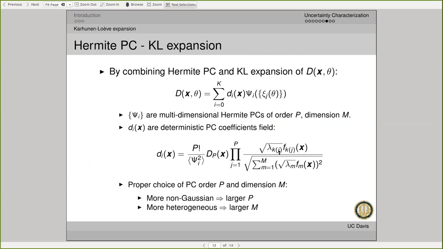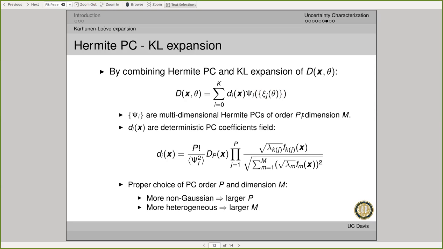And then after we perform the Karhunen-Loève expansion to capture the correlation structure, we need to combine this with the Hermite polynomial expansion for the marginal distribution. So eventually we can get this combined Hermite polynomial chaos and Karhunen-Loève expansion of the original random field. And here, the phi I becomes the multi-dimensional Hermite polynomial chaos. Now the underlying bases are the different Gaussian random variables that come from the KL expansion.